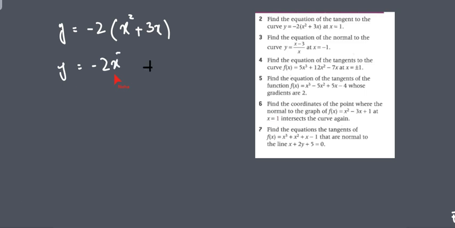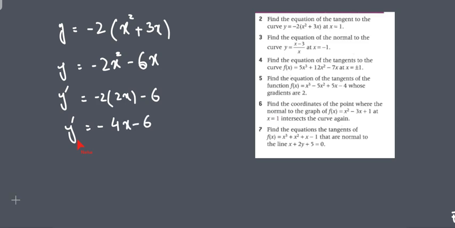I'm just applying the distributive property right now. Negative 2x squared and negative 6x, right? Now let's take its derivative, y prime. The 2 will be in the beginning, so the derivative of x squared is 2x, and the derivative of negative 6x is negative 6. So the derivative becomes negative 4x minus 6. Is it clear?